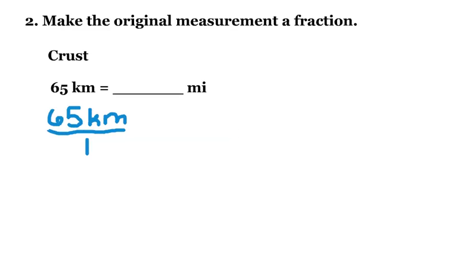The second step we do is we're going to make the original measurement a fraction. So I still have the crust, and below what I wrote, 65 kilometers equals blank miles, I need to rewrite 65 kilometers over 1. Making it a fraction has not changed its value.